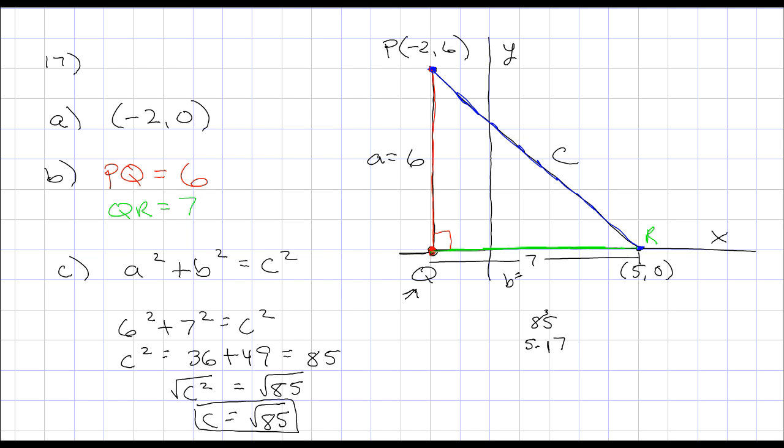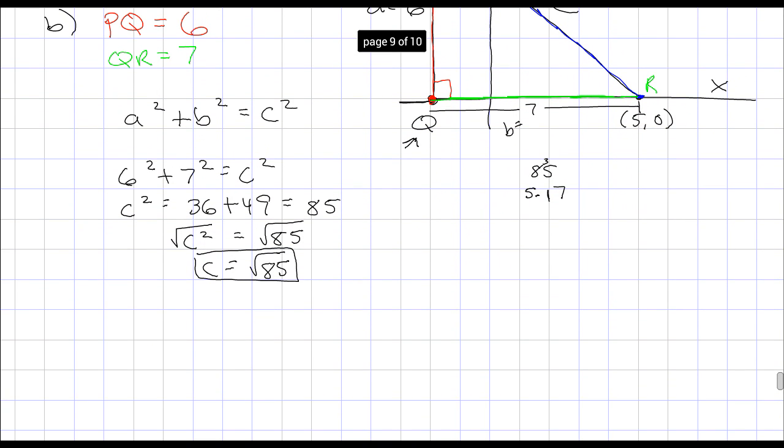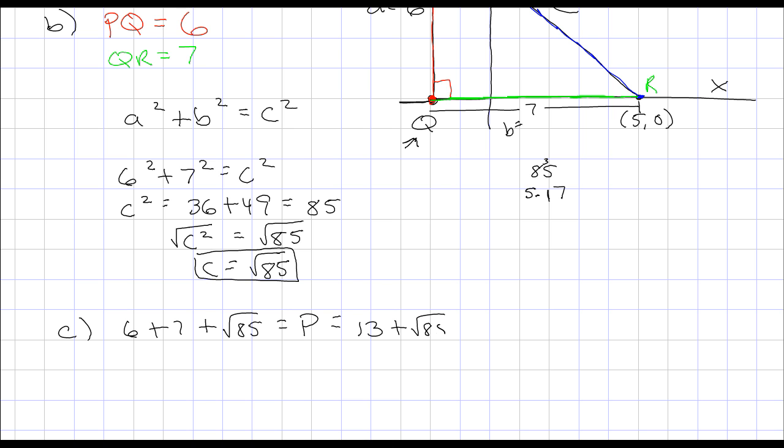For part, let's see, AB, actually, that was still part of part B, the third part of part B. For part C, we are looking for the perimeter, which is just the sum of the 3 sides. Well, we know the 3 sides, so it's just 6 plus 7 plus the square root of 85, and that is our perimeter. 6 plus 7 is 13, plus the root 85. Those aren't like terms, so that's the best I can do with it. So that is my perimeter.